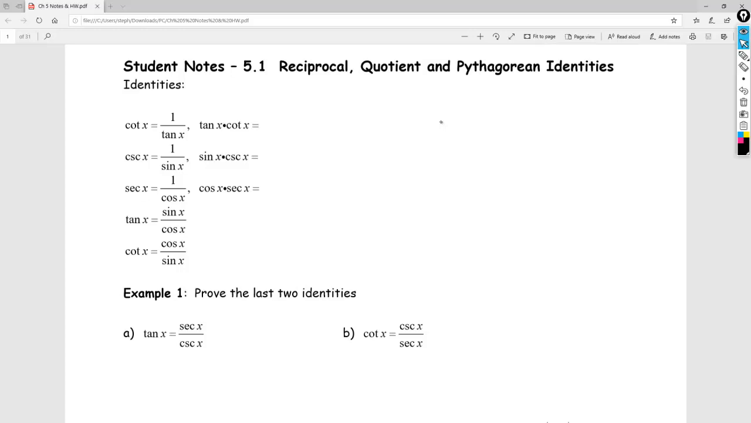Everyone, we are talking about the reciprocal, quotient, and Pythagorean trigonometric identities today. So just to start, a little bit of review.